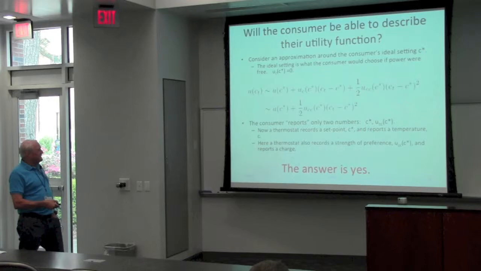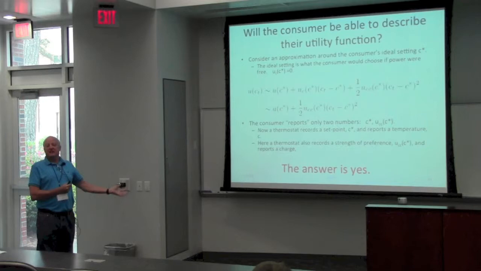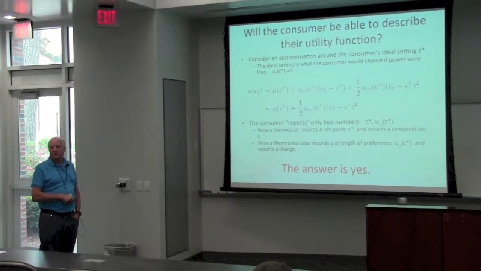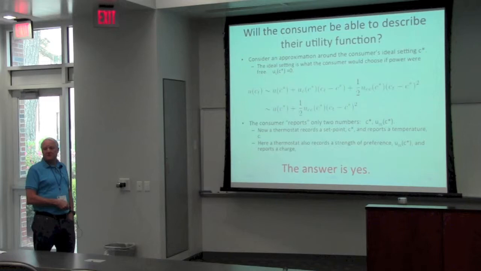Here it's also going to report a strength of preference. Think about it as strength of preference. So if I really, really, really want my ideal temperature and I'm willing to pay anything to get that, this second derivative is going to be a large number. If I really want to minimize my payments, it's going to be zero. So it's a kind of strength. So this is today's thermostat.